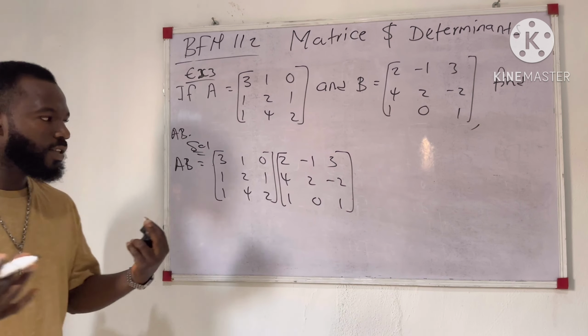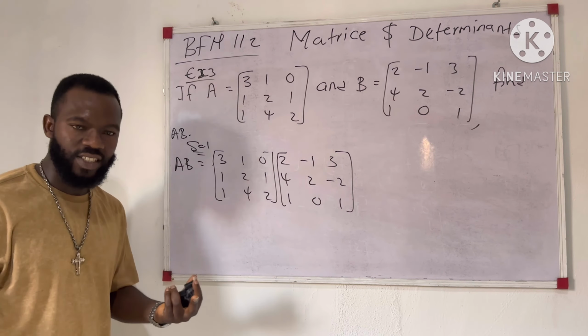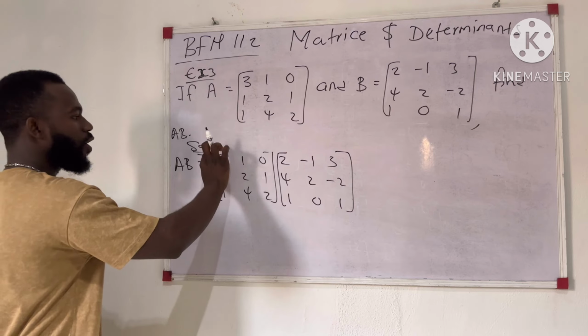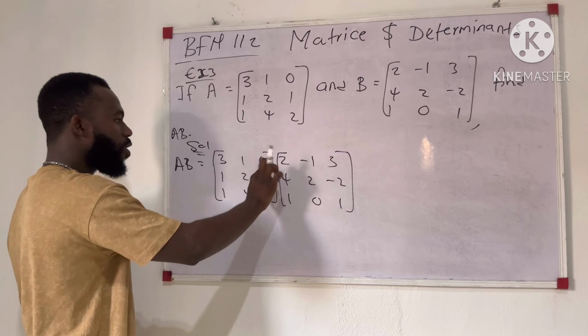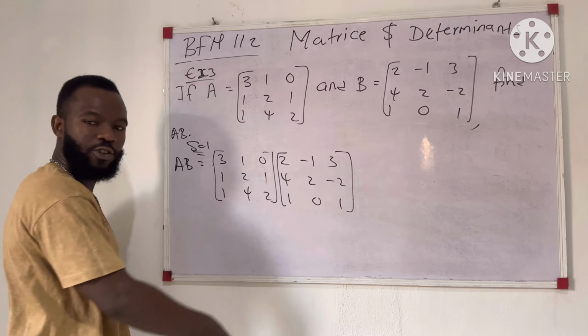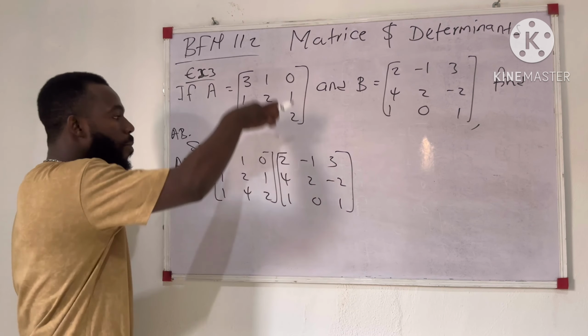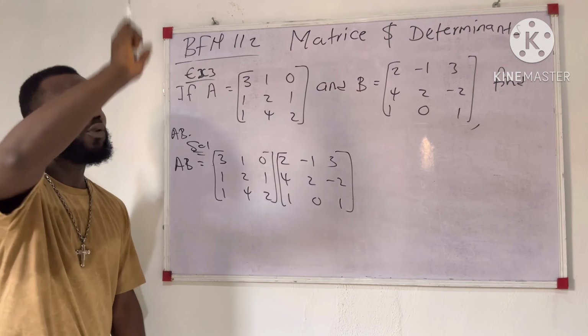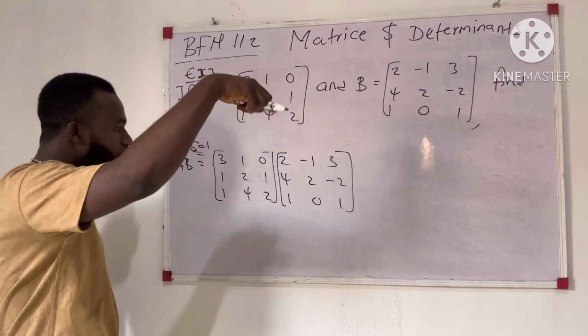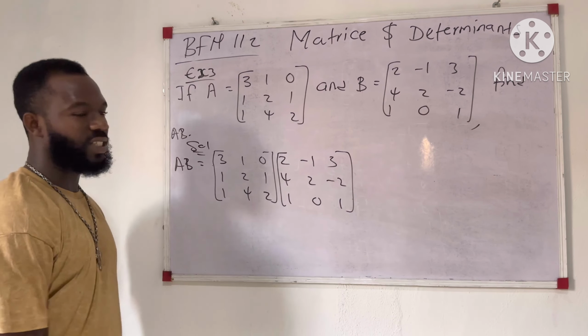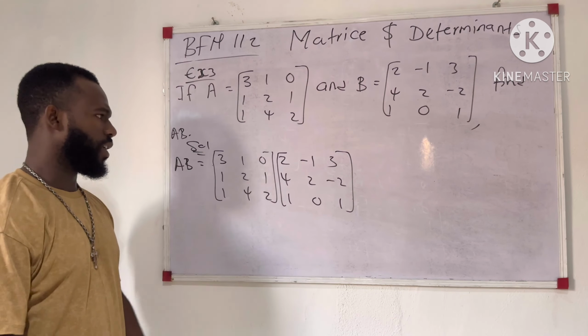So, it's not magical. It's just something you should understand. How do we go about it? The first row multiplies the first column. Second row, first column. Third row, first column. Everything here must multiply the first column before you move to the second column, and then before you move to the third column, which is actually the last column. So let's begin. Here becomes.